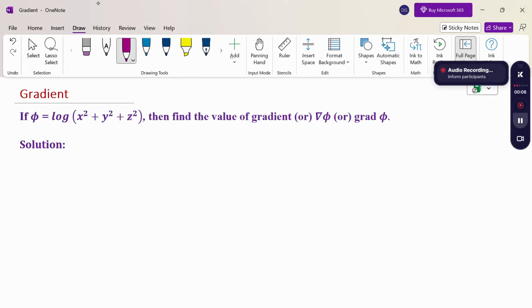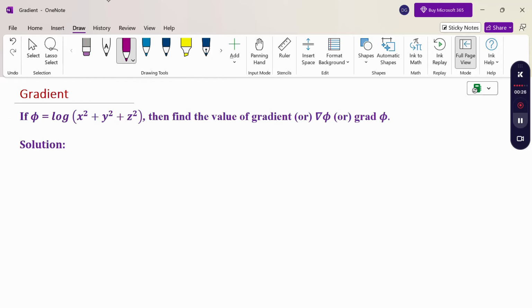In this section, we are going to discuss gradient problems. See the problem: if phi equals log of (x square plus y square plus z square), then find the value of gradient. Sometimes the question is given in the form of find the value of del phi or grad phi, which is the short form of gradient.